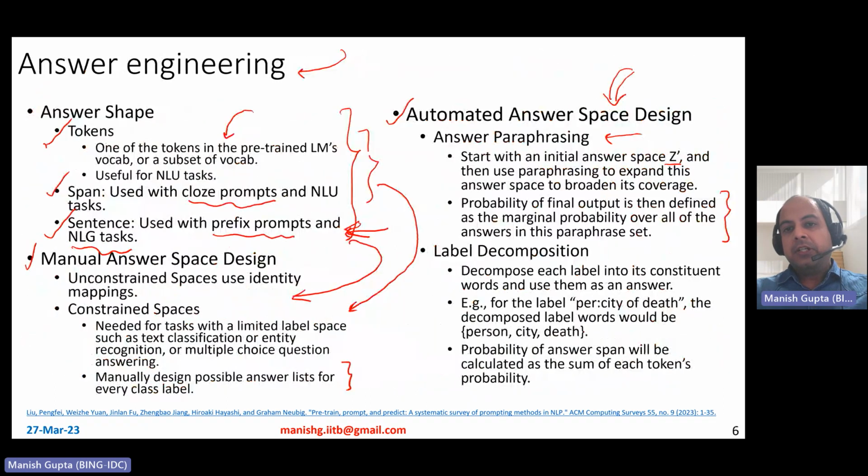You could also do automated answer space design by label decomposition. This is applicable where the class label actually has multiple tokens in it. For example, if the class label is something like person colon city of death, you can decompose it into three words: person, city, and death. And then the probability of the answer span will be calculated as the sum of each token's probabilities.